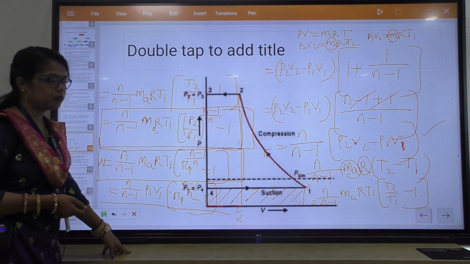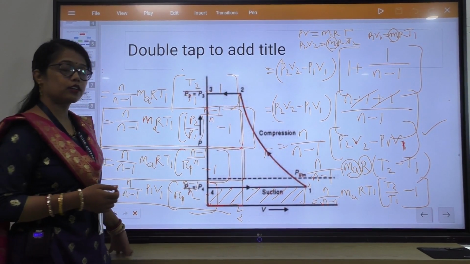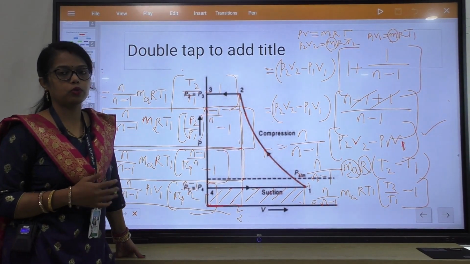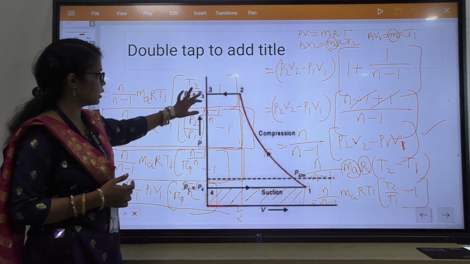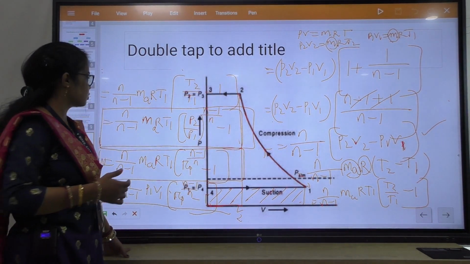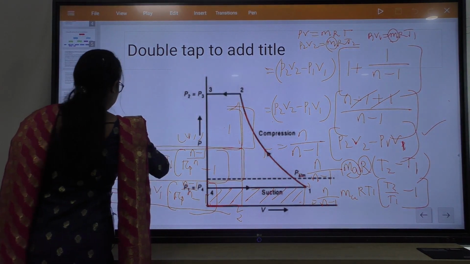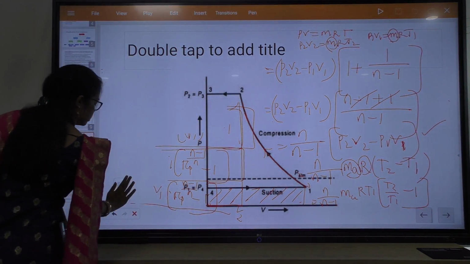This is the derivation of work done for single acting air compressor without clearance. Remember, without clearance. So, here we are not taking any amount of clearance. Okay. I hope you all can derive this formula and you can solve the problems which will be given in the question.